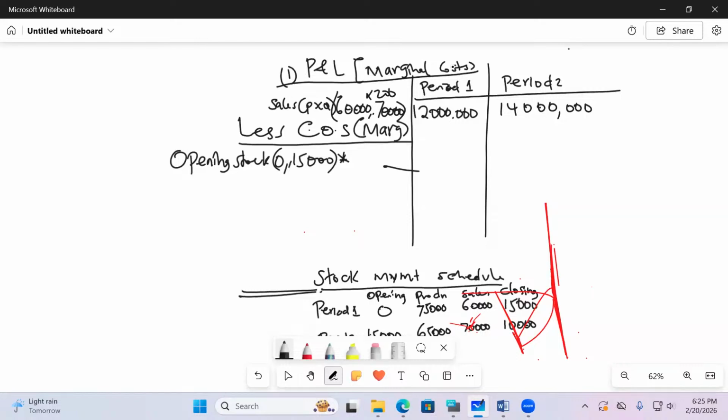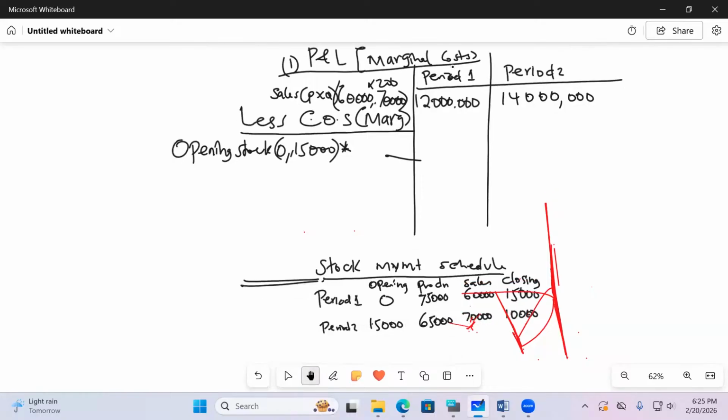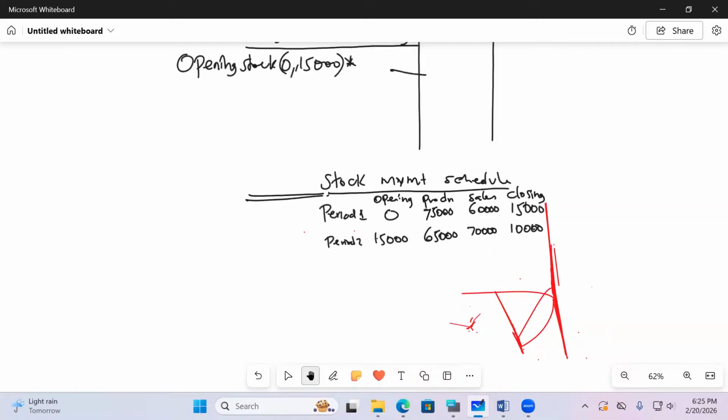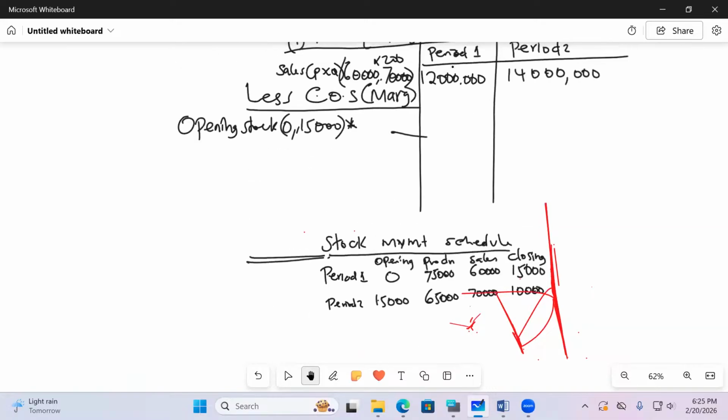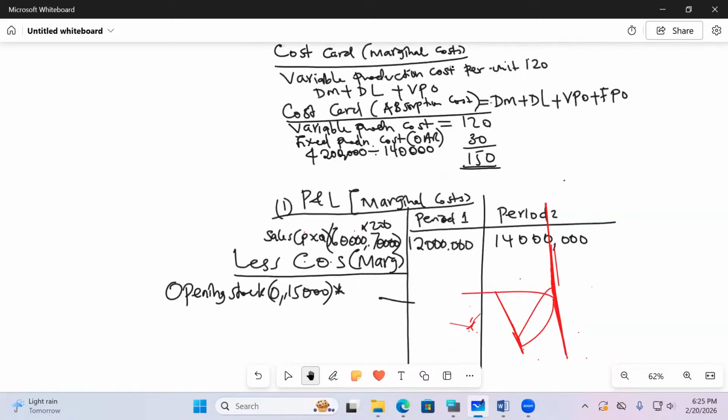150. 120 was the marginal one. Absorption is the one that is 150. So this one we had already obtained this, ladies and gentlemen. And if I remember very well, we had in this case here this figure somewhere.